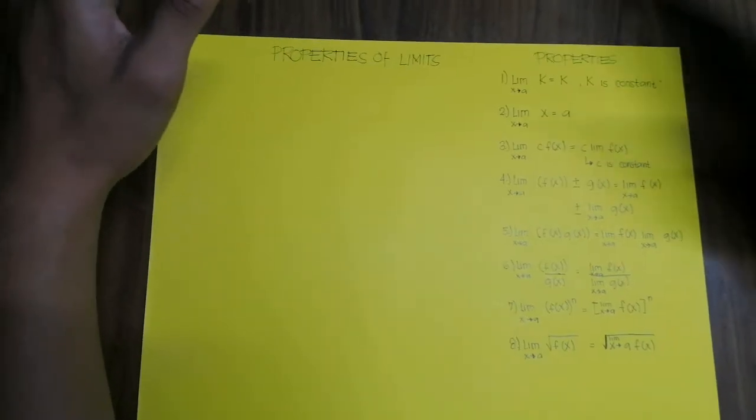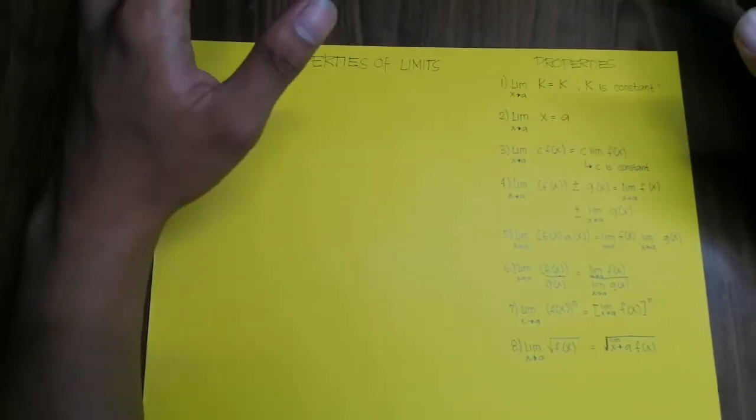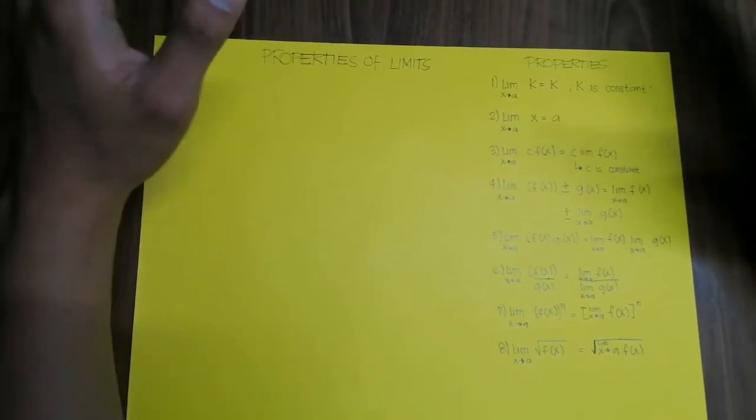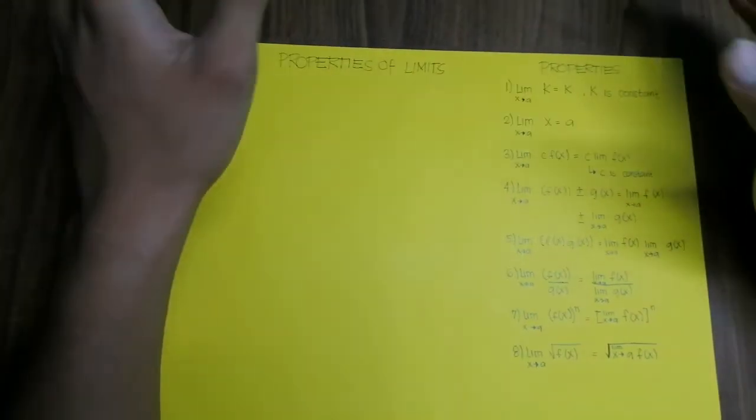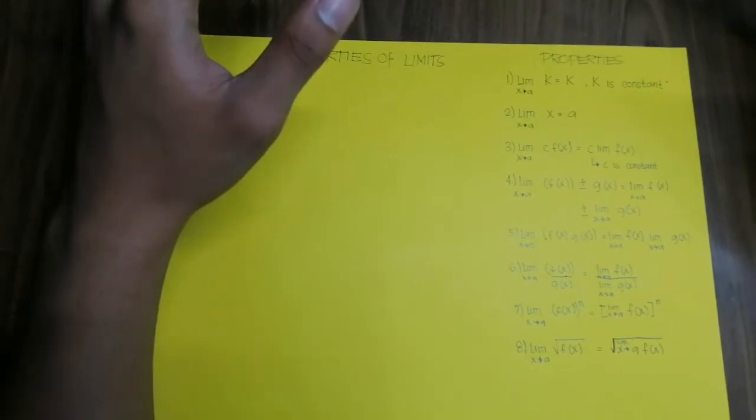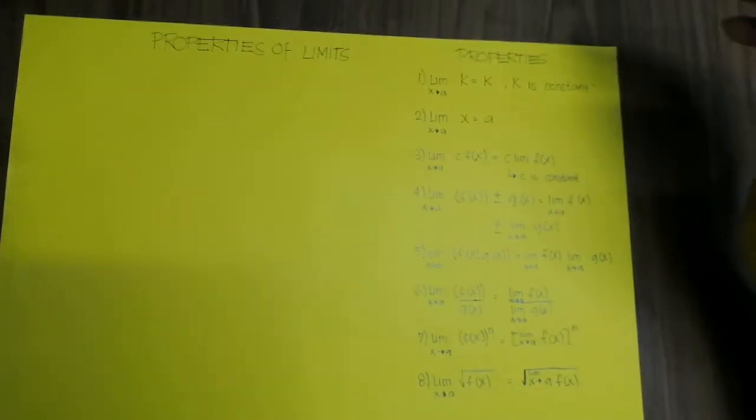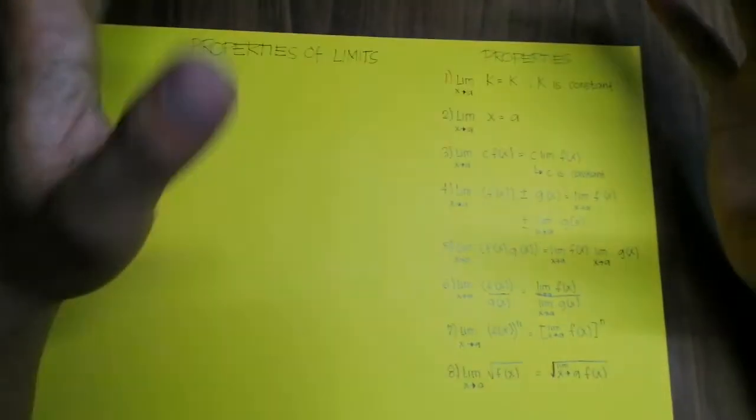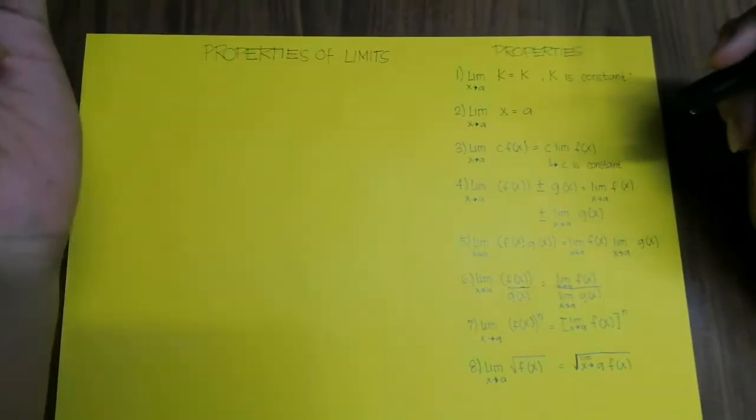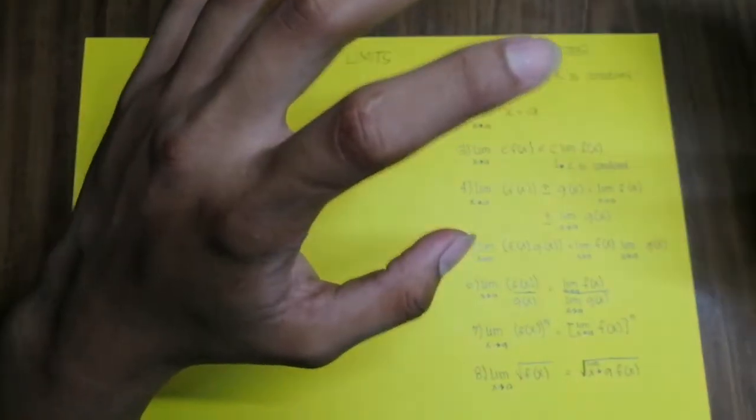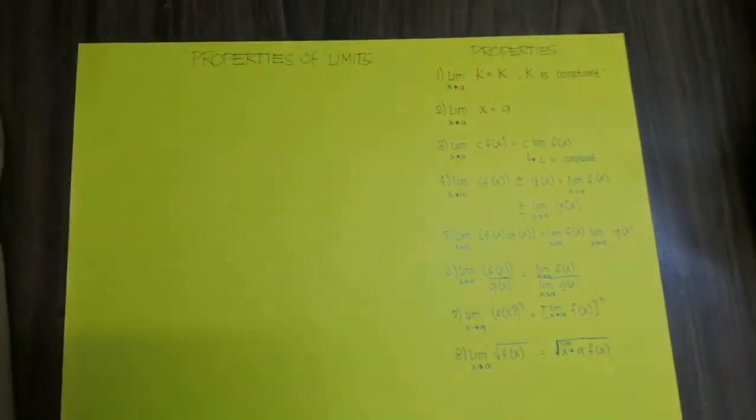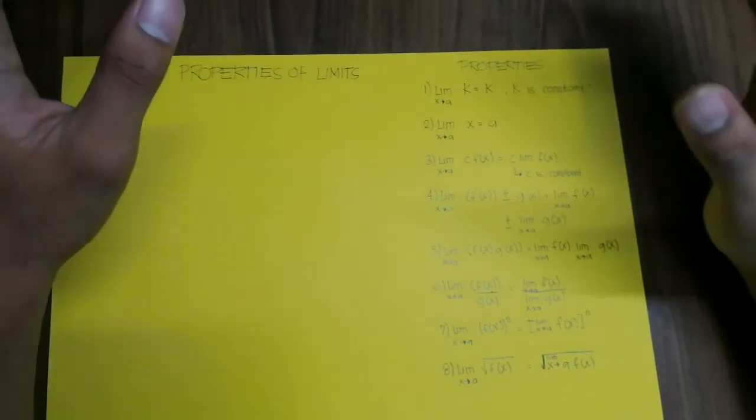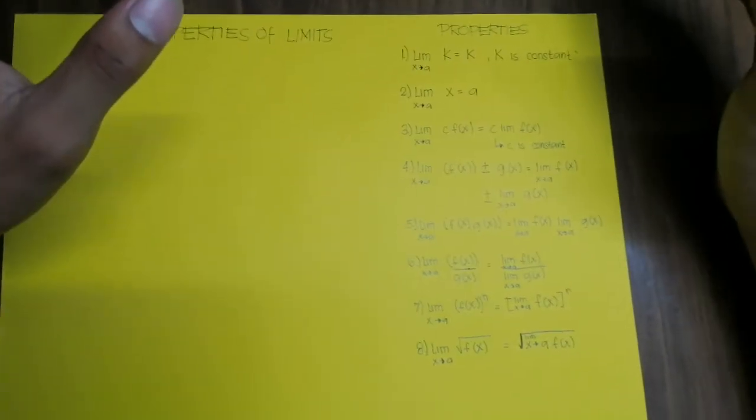So now we'll be dealing with the properties of limits. I wrote down 8 properties here on the side, because when we do the examples, I'll be referring to this list of properties. You can also find them in your textbook. So let's go through them separately.